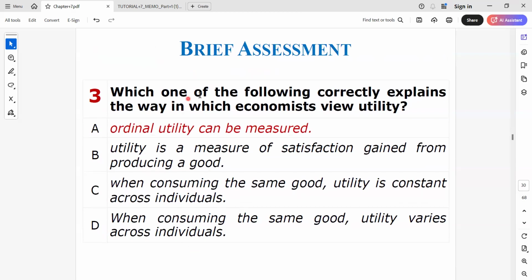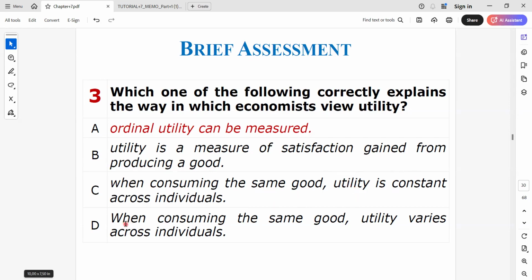So number 3, they say, which one of the following correctly explains the way in which economists view utility? So ordinal utility can be measured. Let me read the other options. Utility is a measure of satisfaction gained from producing, no, not producing. So this one is wrong. I was so convinced this is the answer, and then I saw producing, so this one is wrong. When consuming the same good, utility is constant across individuals. This is also not correct. We saw that the person was consuming the same bottle of water, but the utility he was gaining from each bottle was different. So this is not it.